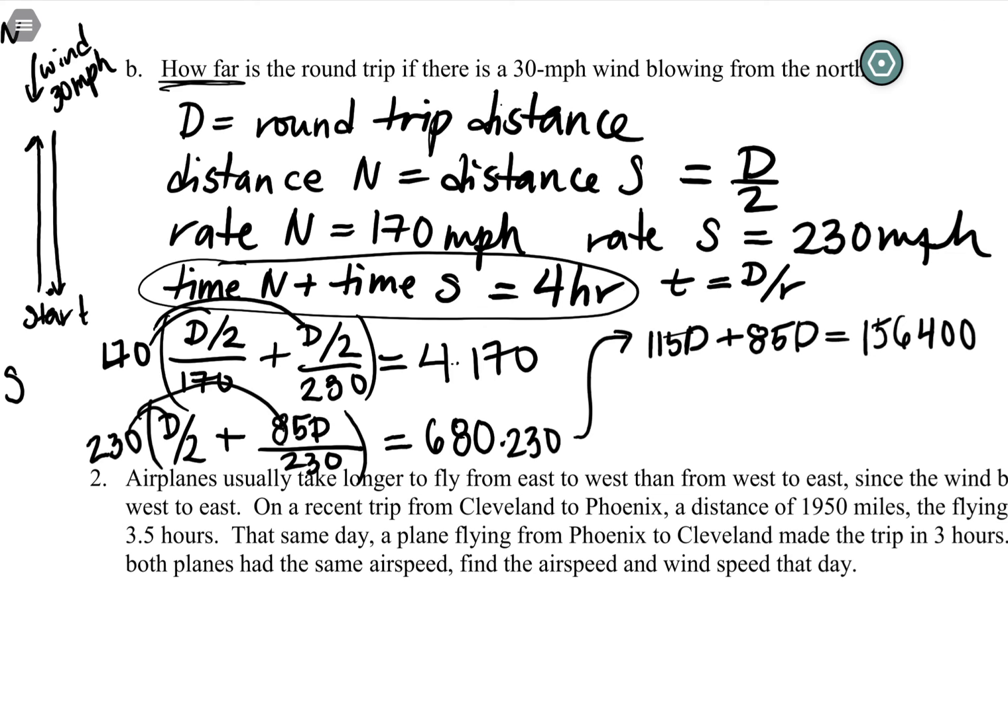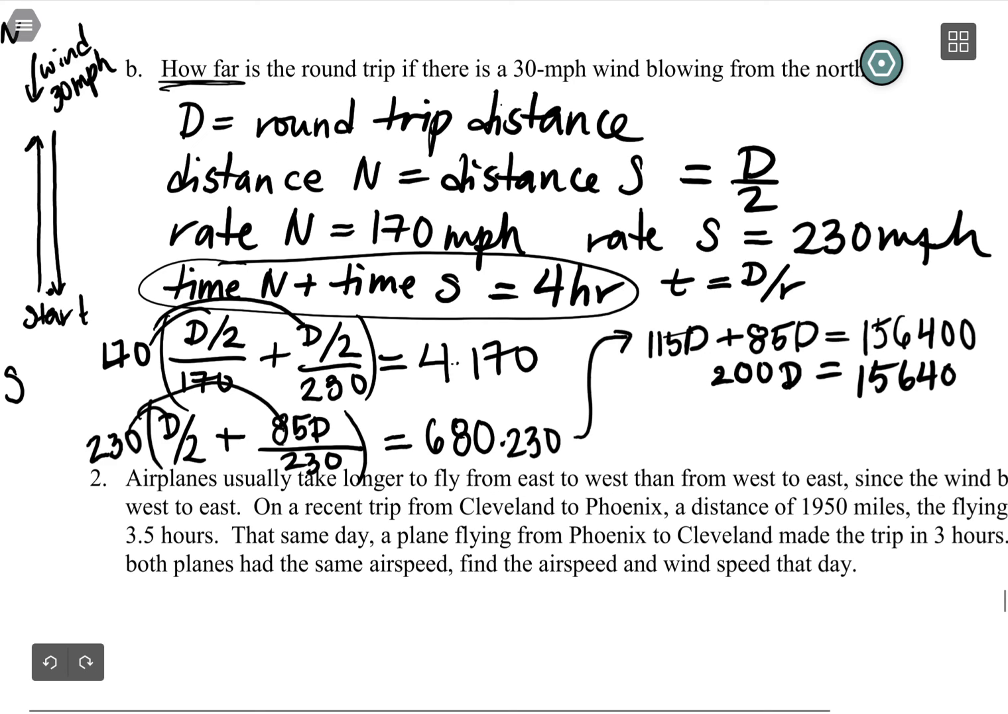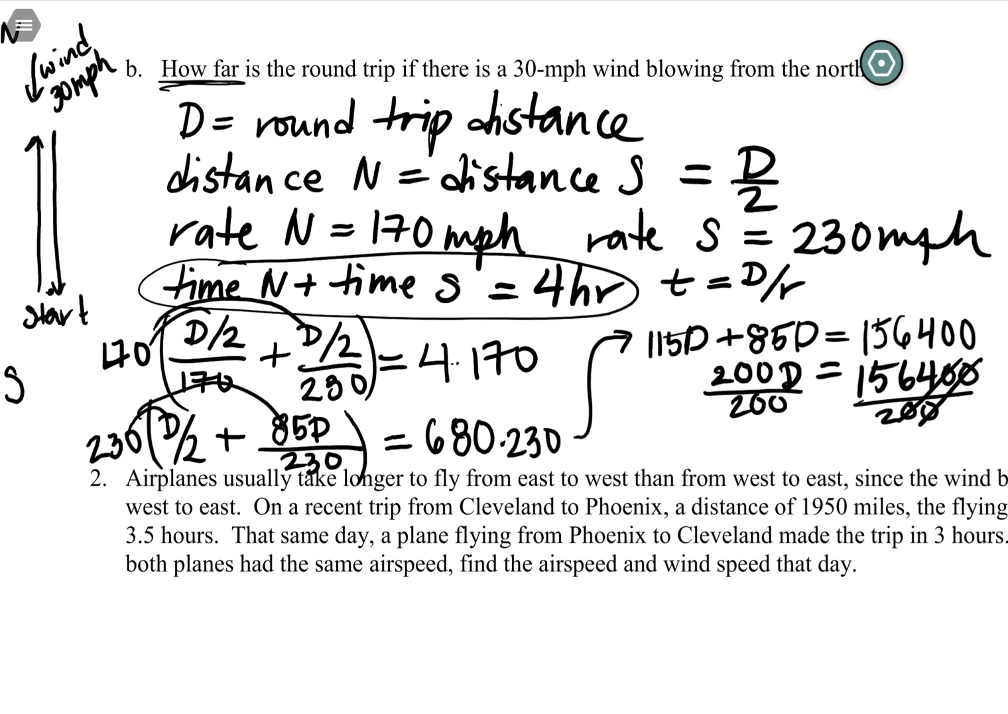D's no longer trapped in fractions. I have D's on the same side, but I could still combine. So what do I have? 115 plus 85 is 200. That's actually going to work out really nicely. Equals 156,400. When I divide by 200, cross off some zeros. 1,564 over 2, so that's 782. Oh, again, me and arithmetic today are not getting along. So the distance is 782.